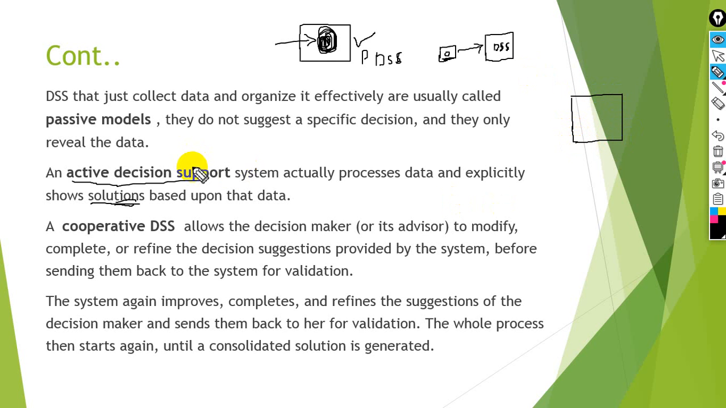Okay, so in this case it will provide you some suggestions for acting on that decision, to take a decision. Now this DSS will provide you solutions, and will also suggest which solution, which choice, you should select for solving the problem.